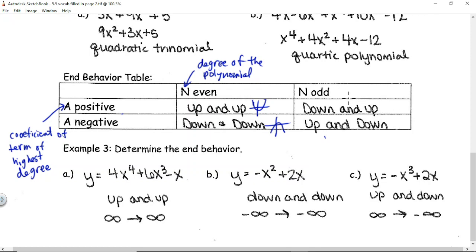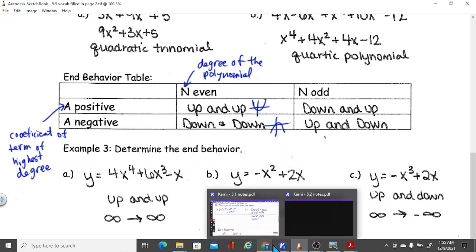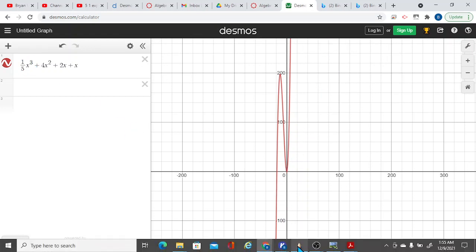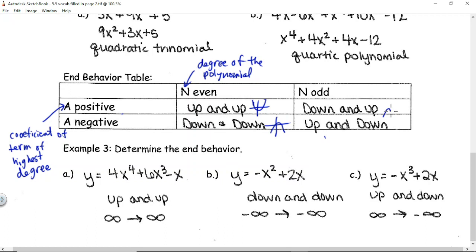When a is positive and n is odd, it goes down and then up. And that's like the one that we just looked at. a was positive in that, and n was odd. Let's look at it. So a is positive, 1/5, n is odd, 3. And when we go to the left, it goes down. When we go to the right, it goes up, just like the table says, down and up. So we might draw it like this. In between, there might be curlicues. It might go up and down a little bit, but end behavior is what it is. When you go to the left, it goes down. When you go to the right, it goes up.